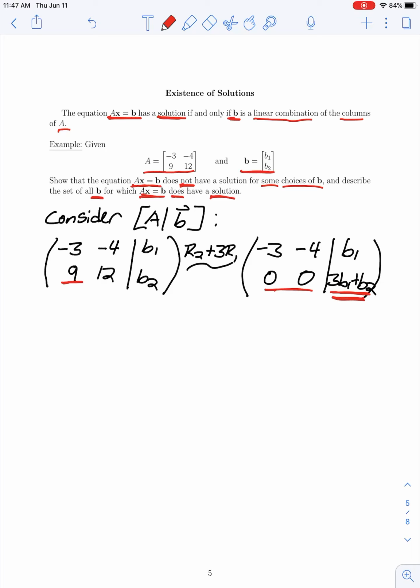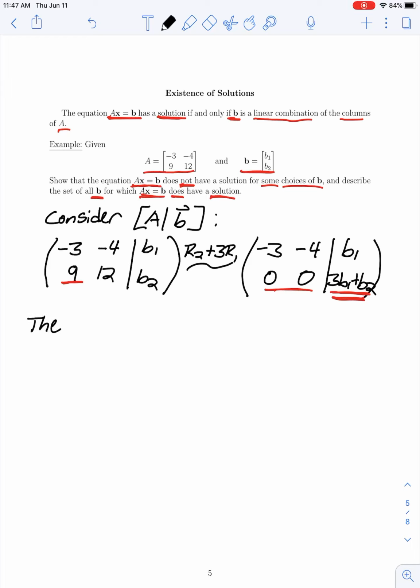If this expression on the right-hand side, 3B1 plus B2, is anything other than 0, we have an inconsistent system, as we saw from our theorem in section 1.2. So in order for this system to be consistent, we have to have that right-hand side of our equation in the second row equal to 0.